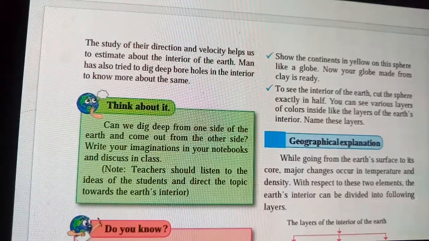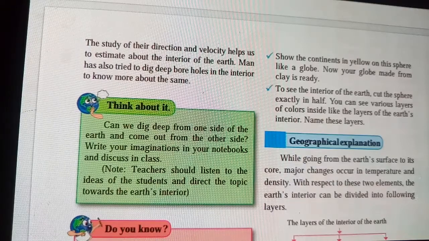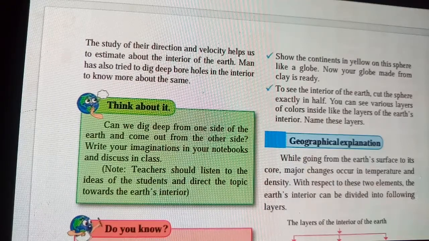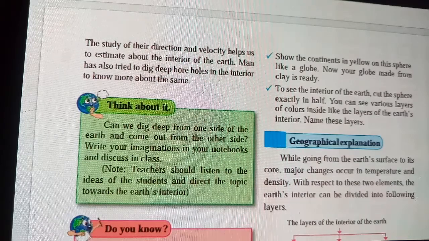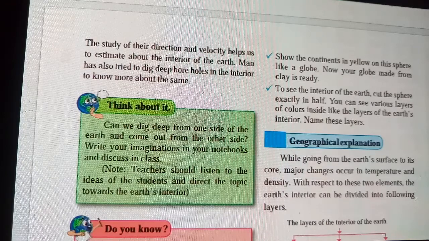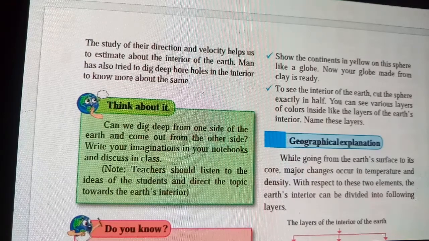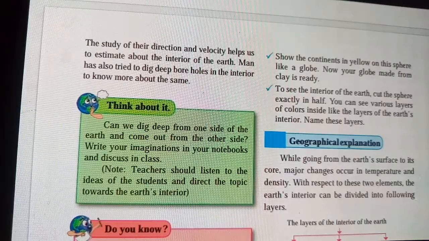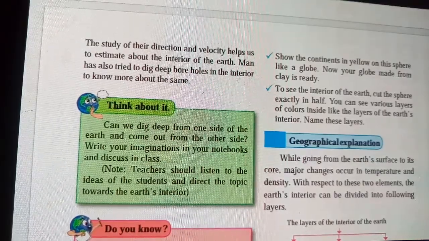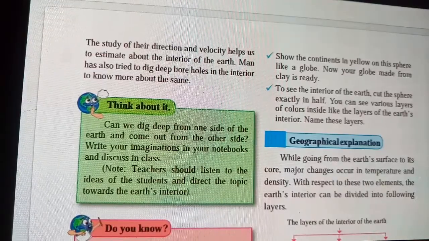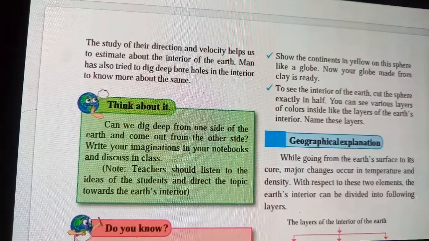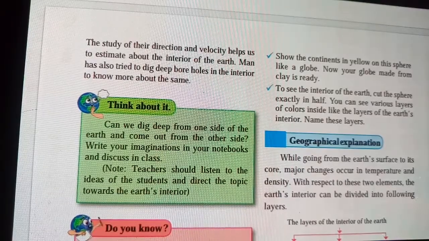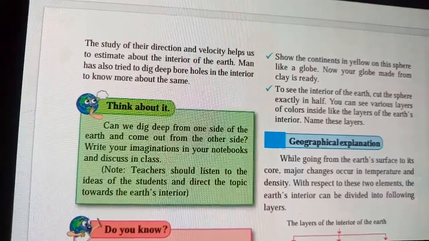The study of the direction and velocity of seismic waves helps us to estimate the interior of the earth. Man has also tried to dig boreholes in the interior to know more about it. There are people who are finding information about the speed and velocity of volcanoes, estimating the interior of the earth, and finding deep information about the interior of the earth. Let us see what is actually happening.